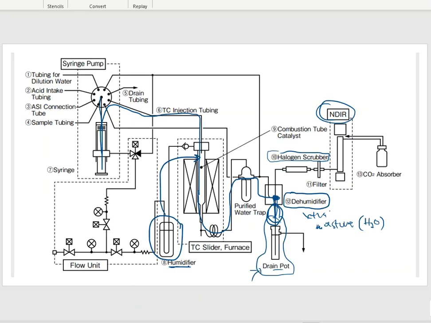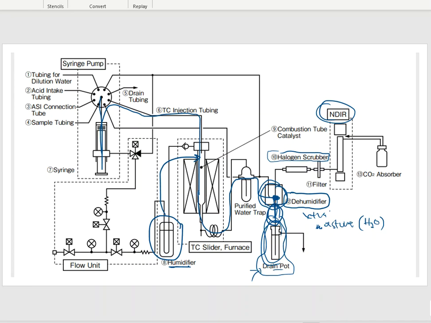And if I look at the schematic, both of those are going to be included side by side. So I'll see the dehumidifier up here at the top, and then I see the drain pot down here that sits below. So once again, if I give you the schematic and I white out these areas and have you label them, hopefully you can label where the dehumidifier is going to be at, and where the drain pot is going to be at as well.